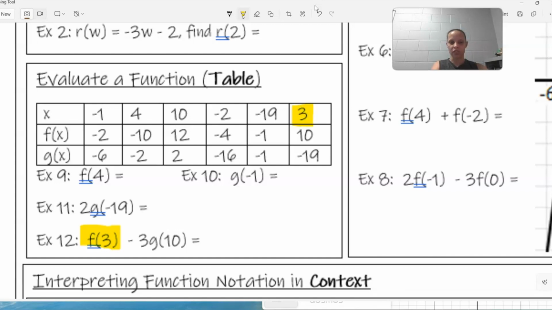And which function is it? F. So that's going to be 10. And we're just going to go ahead and write it down because this has a little math to it. So this is 10. Then I see a minus sign. Then I see the number 3. And then I see g of 10.